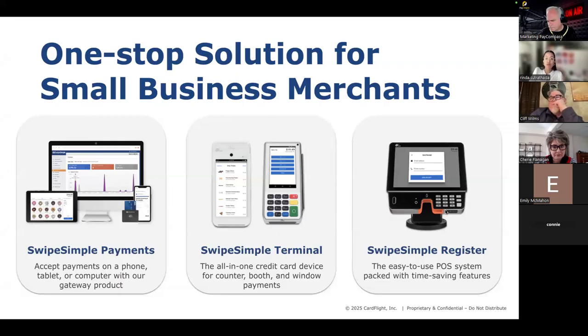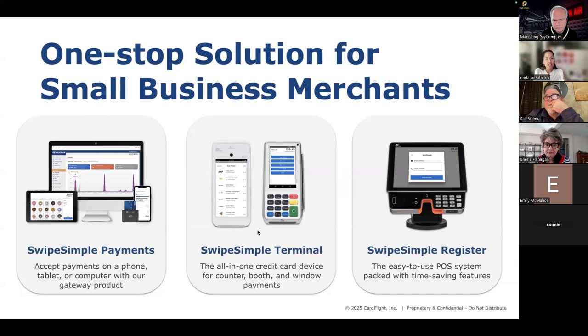And lastly, we have SwipeSimple Register. The great thing with this product is that you have two key features, item modifiers and item level taxes. And with this, you can actually run those two features on different products as well. So I'm actually going to show you the item modifiers and item level taxes on the SwipeSimple Terminal device today, so on an A920.